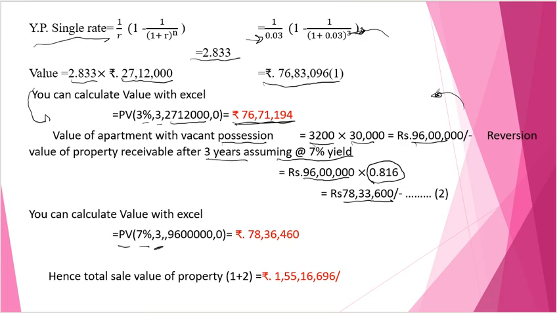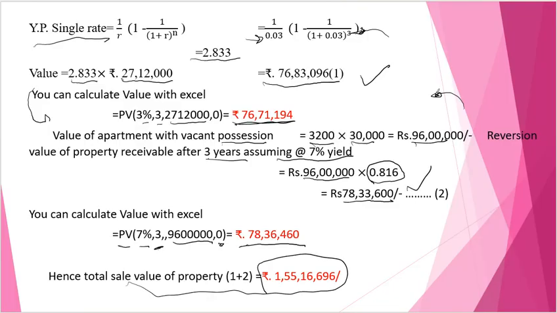You can also calculate the present value with PV 7%, 3 years the remaining period, and 96 lakh is the future value, comma 0. So it is 78 lakh 36,460 with the Excel. But we are taking the values which we have calculated manually. We add both of them. That will be the total sale value of the property, which is 1 crore 55 lakh 16,696.